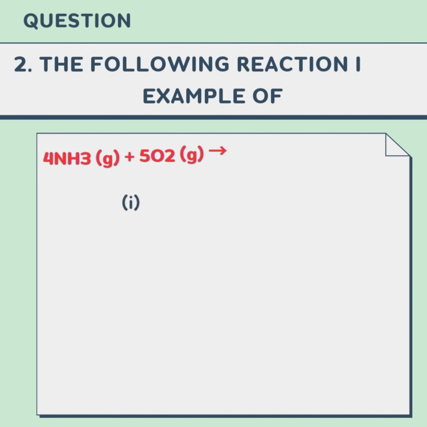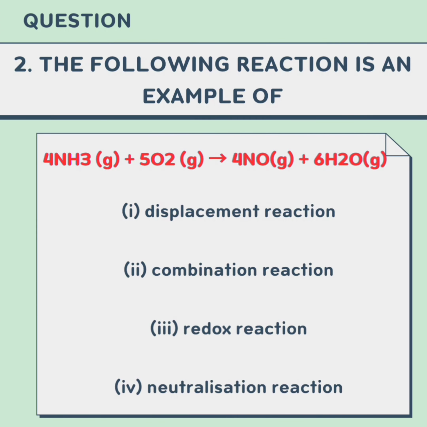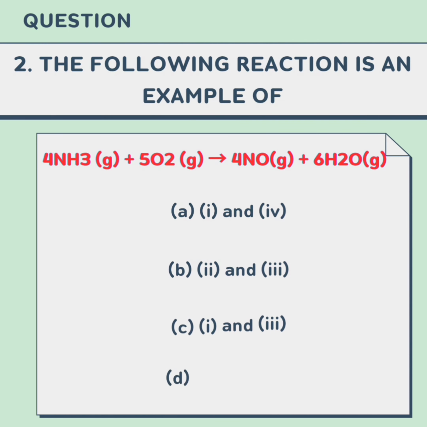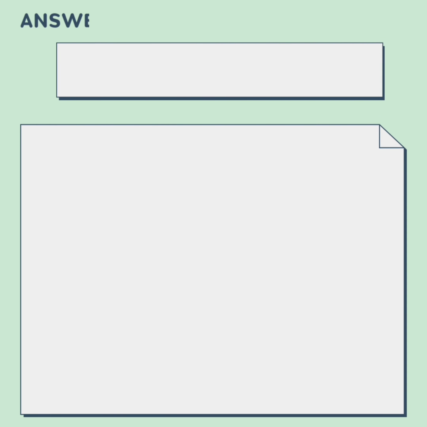2. The following reaction is an example of a 1. Displacement reaction. 2. Combination reaction. 3. Redox reaction. 4. Neutralization reaction. A. 1 and 4. B. 2 and 3. C. 1 and 3. D. 3 and 4. Answer is C.